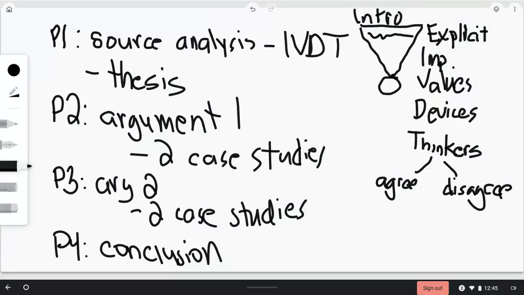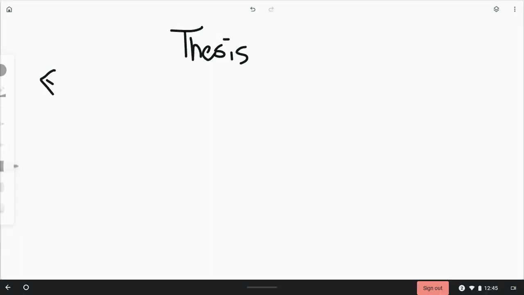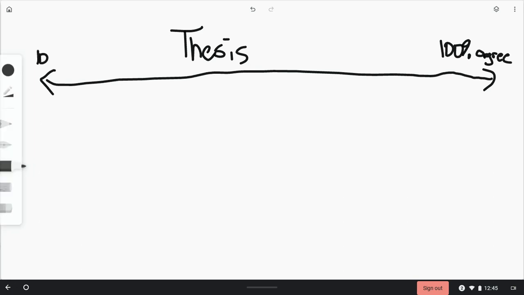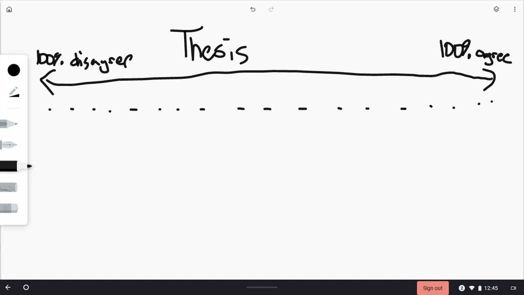Let's go back to here. And let's talk about our thesis. We mentioned a thesis can land on a spectrum. Let's say on the right side, this is 100% agree. And over here on the left, 100% disagree. You can land anywhere on here. There is no one way to do this. There is no one right answer. Now, obviously, there's still the ability to say something that's incorrect. That's why performing a proper source analysis is important. But you can land anywhere here.